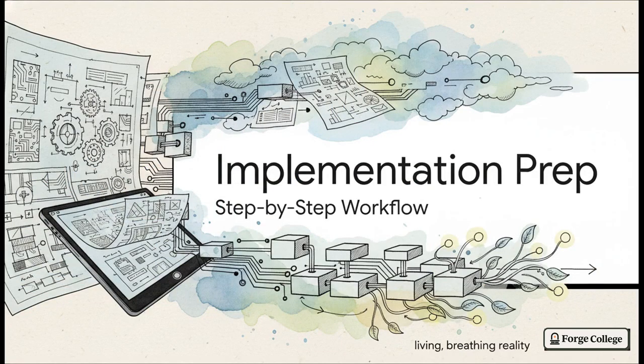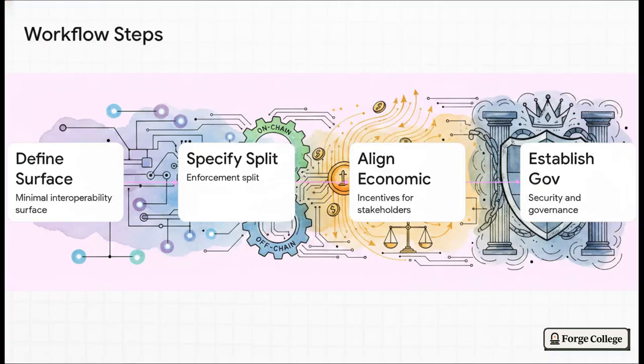And finally, Section 5, preparing for implementation. These 4 steps are the exact building codes you need to ensure your Web3 architecture is actually sound. Number 1, define that interoperability surface. Number 2, specify your enforcement split. 3, align the economic incentives for your bundlers and paymasters. And 4, lock down your security and governance for future upgrades.